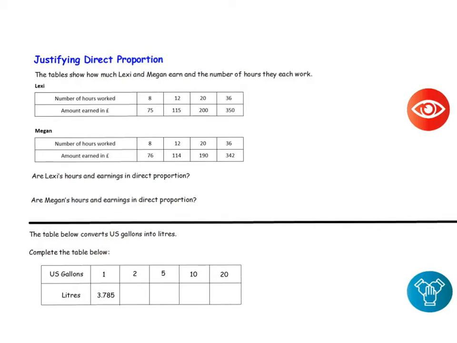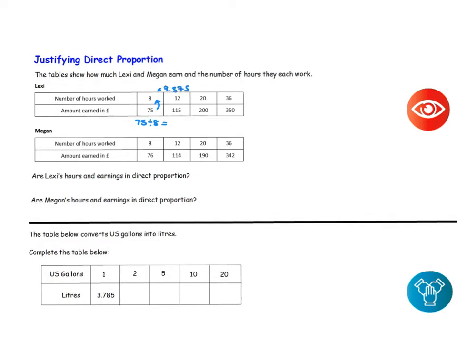For Lexi, we know that she earned £75 when she worked 8 hours. So if we do 75 divided by 8, we can work out the multiplier there. 75 divided by 8 is equal to 9.375. So here we timesed by 9.375. Let's check the next one.